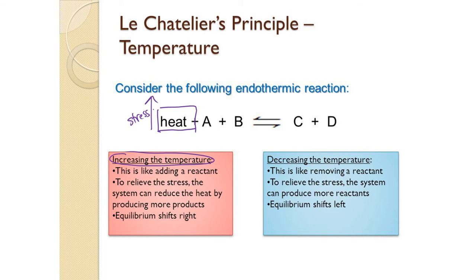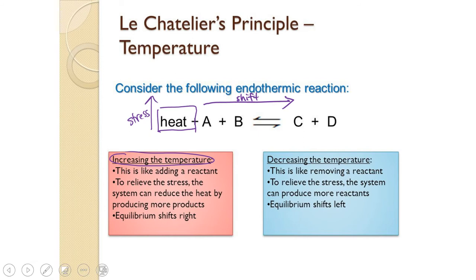This system will adjust by taking what we added, which happens to be heat, and trying to use it up. This example does that by shifting to the right-hand side to use up the added heat. So that'd be a shift to the product side.